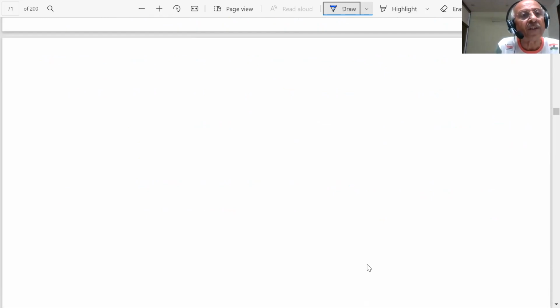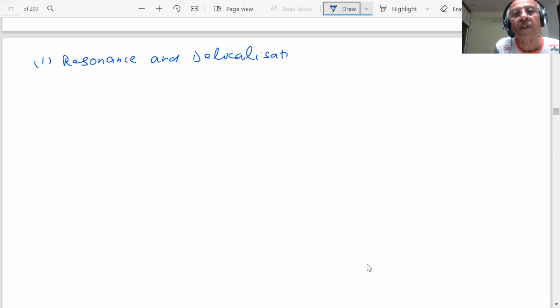Then another interesting thing, student: we studied about resonance and delocalization. What do you mean by resonance and delocalization? What we are saying, for example, if I take O3 and you draw the Lewis structure.